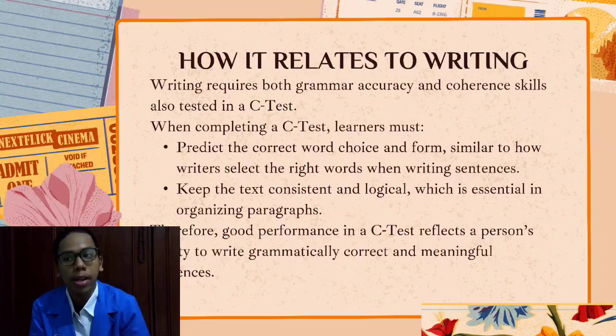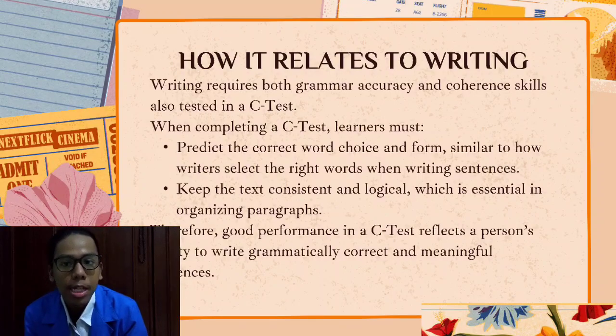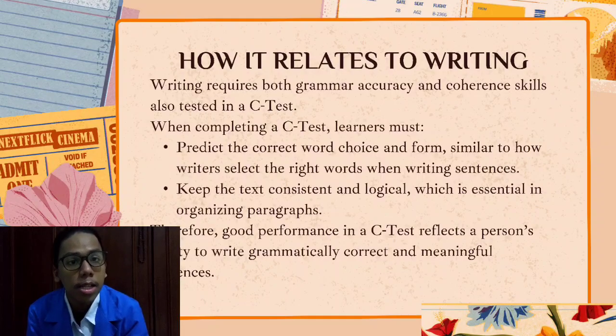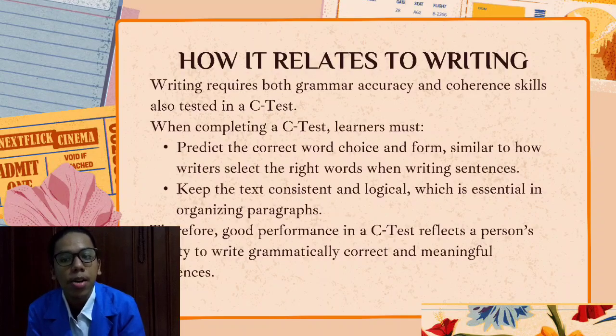And how it relates to writing. Writing, of course, requires both grammar accuracy and coherence skills, also tested in a C-test. When completing a C-test, learners must predict the word choice and form, similar to how writers select words when writing sentences. They keep the text consistent and logical, which is essential in organizing paragraphs. Therefore, good performance in a C-test reflects a person's ability to write grammatically correct and meaningful sentences.